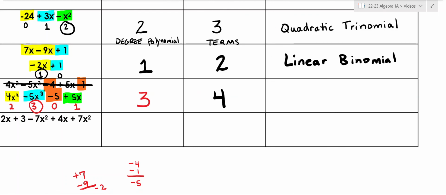All right, so what's the name? The name when you are degree 3, what are you, a cubic? Yeah, so you are cubic, 4 terms. Oh, I don't know the name of that, so we should call it polynomial. It's a cubic polynomial.